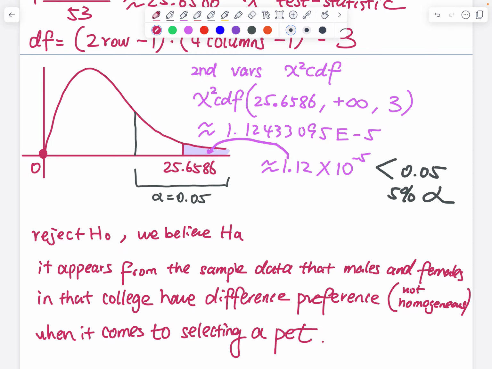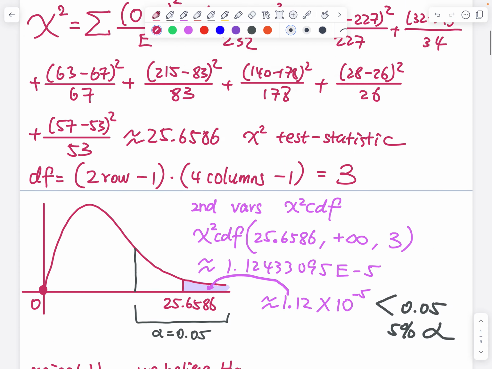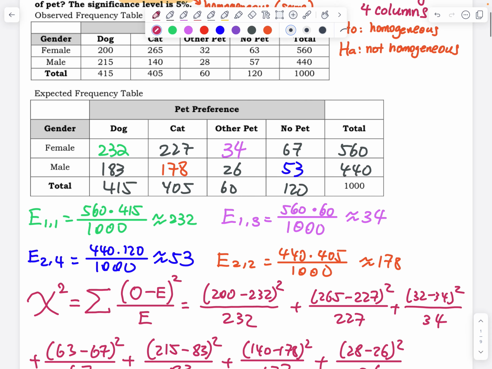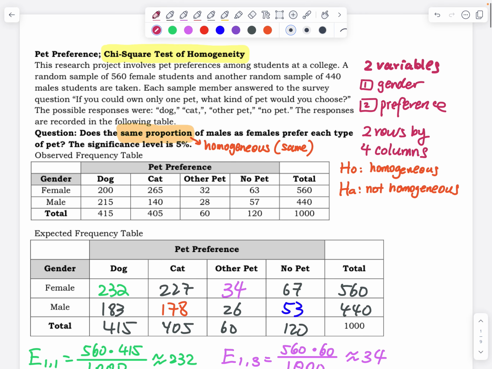All right, then that finished the problem. So we have reject H naught, we believe HA, we got the p-value, and then the computation to get the chi-square, the computation to get the expected frequency, and then we started from this problem.